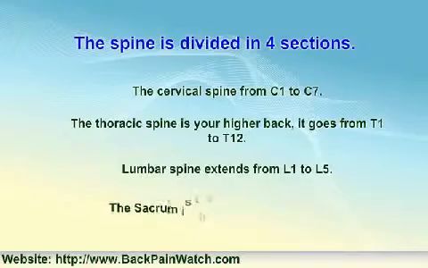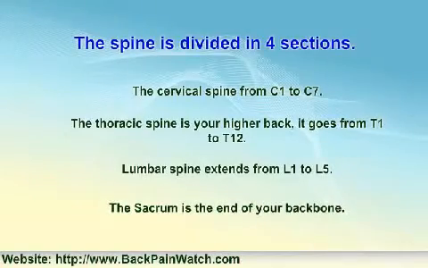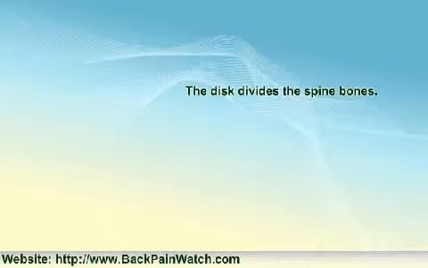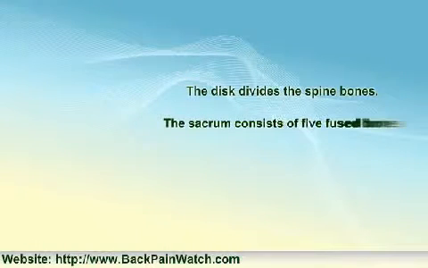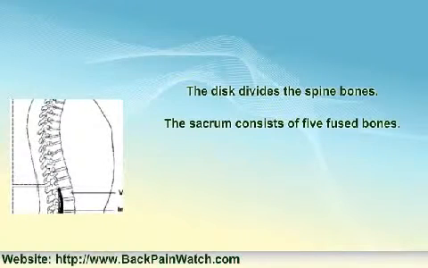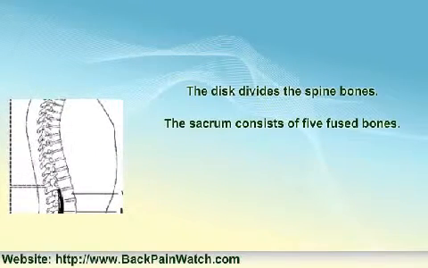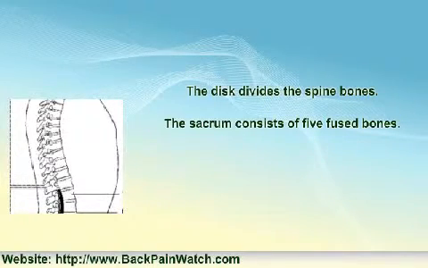The end of your backbone is where your sacrum is. The sacrum consists of 5 fused bones into one massive bone. The discs are located between each bone of your cervical, thoracic and lumbar spine. A disc divides the bones of your spine, the skeletal structures.